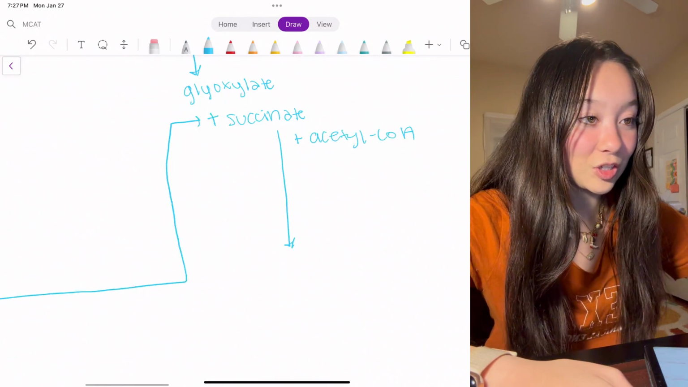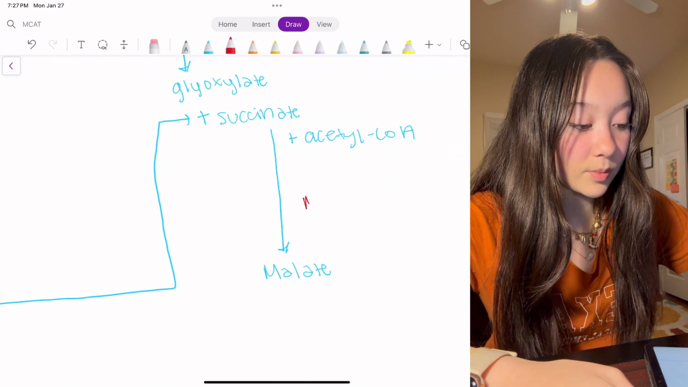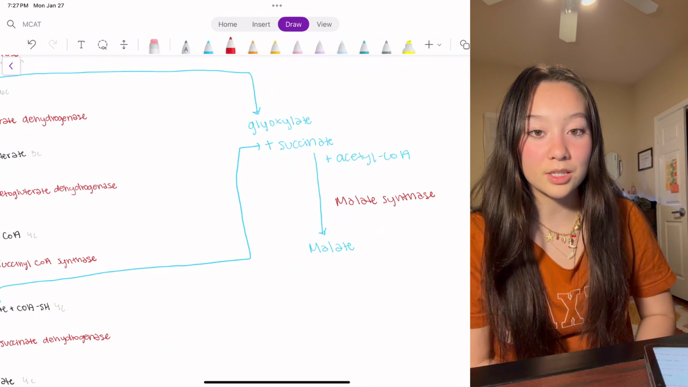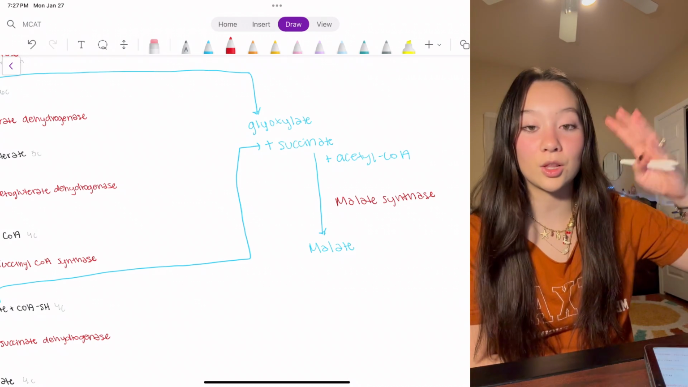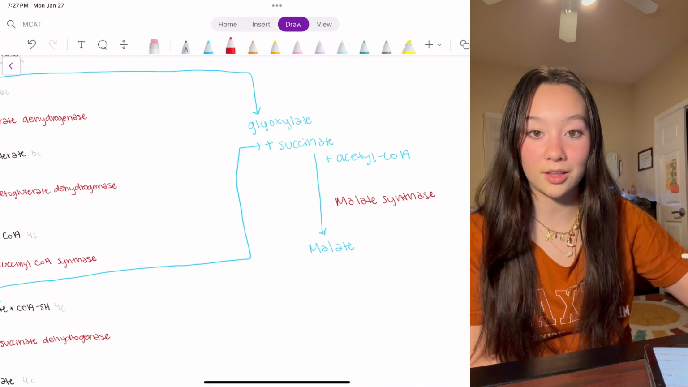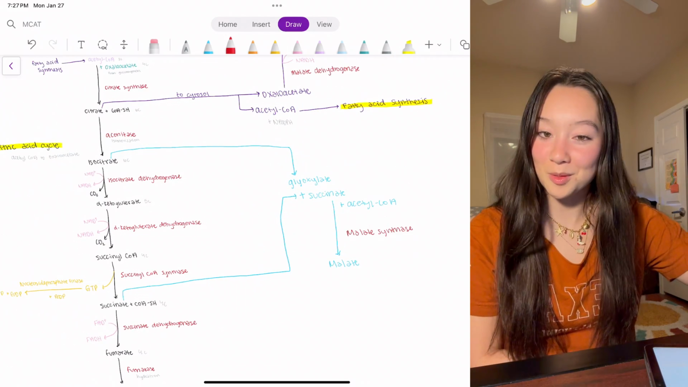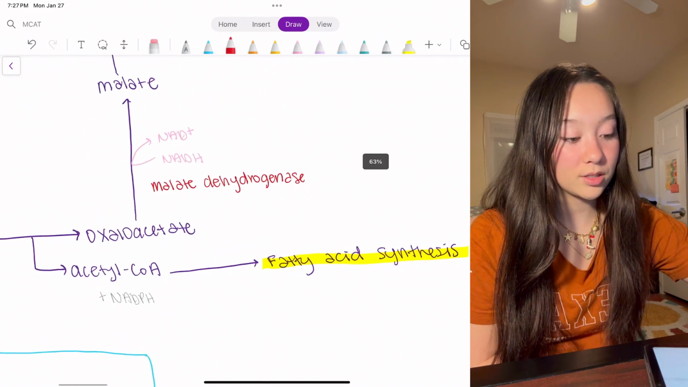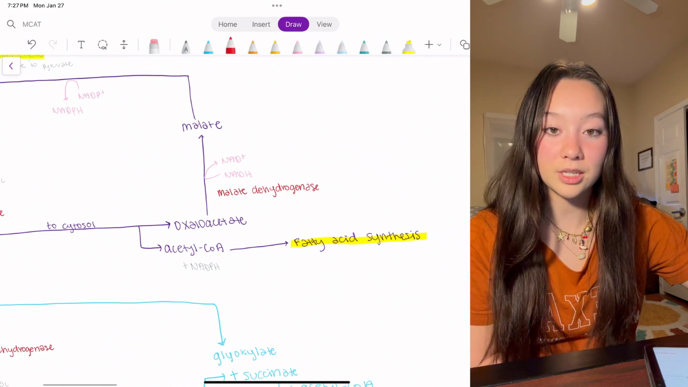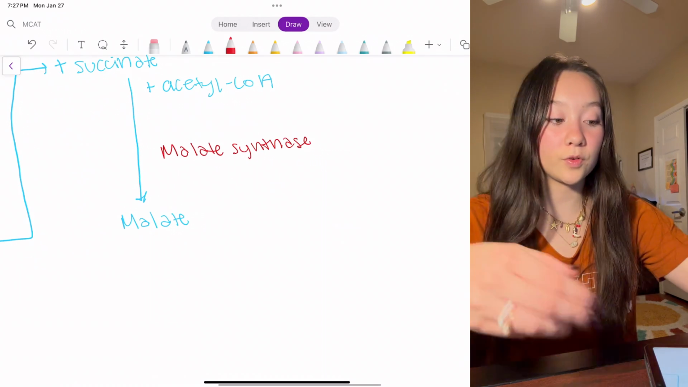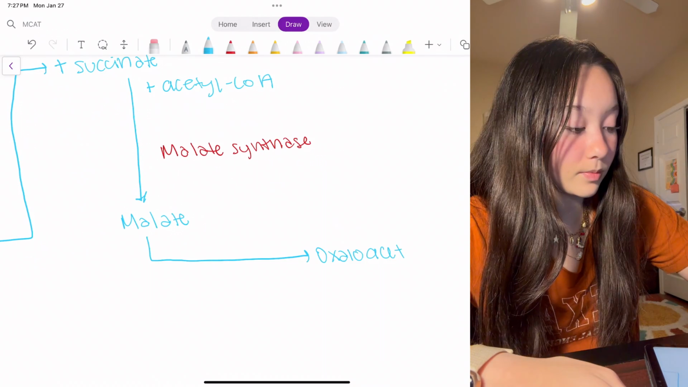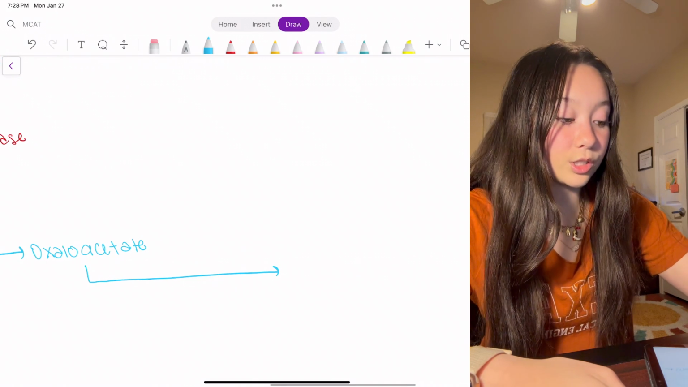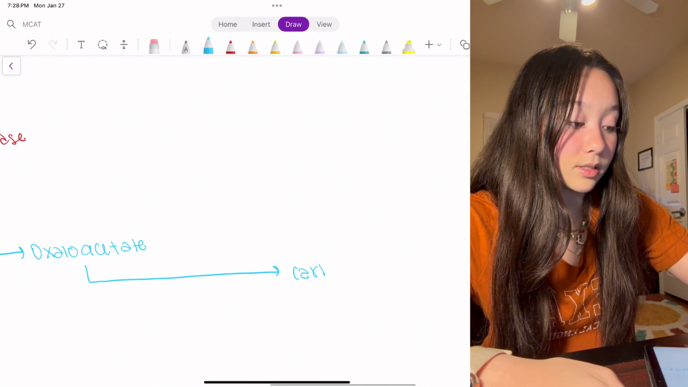And this is going to turn into malate through an enzyme called malate synthase. Now, if you remember, some of the readily used pathways in a lot of these things is malate to oxaloacetate. So it's safe to assume that that is what we are going to do here. As we mentioned before, malate dehydrogenase, oxaloacetate to malate. No difference here, we're doing the exact same thing. And this is going to further go on to carbohydrate synthesis.